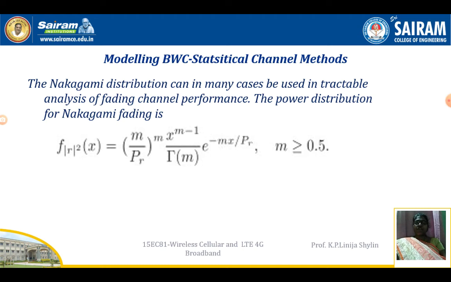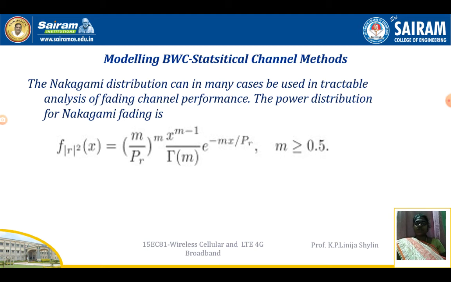So here, whenever coming to the Nakagami distribution, the power distribution for the Nakagami fading is mathematically expressed like f of modulus r squared of x is equal to m divided by Pr, the whole power m, into x power m minus 1 divided by gamma of m, into e power minus mx by Pr. So the parameter m should be greater than or equal to 0.5.